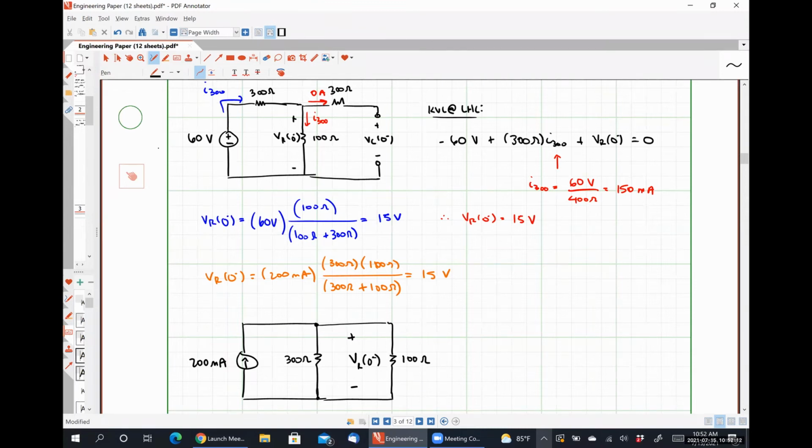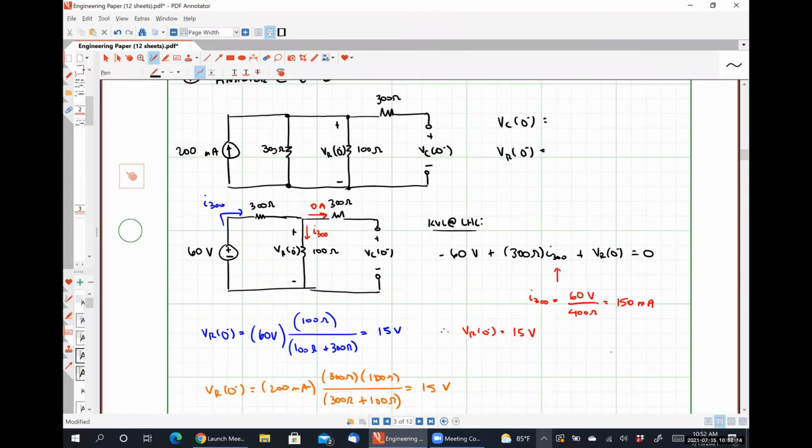So I think that we have beaten that resistor voltage to death. So we know 3 different ways that it's 15 volts. How does that help us determine our capacitor voltage? Well, since there's no current flowing through that 300 ohm resistor, wouldn't the voltage at that 100 ohm resistor be the same voltage at VC?